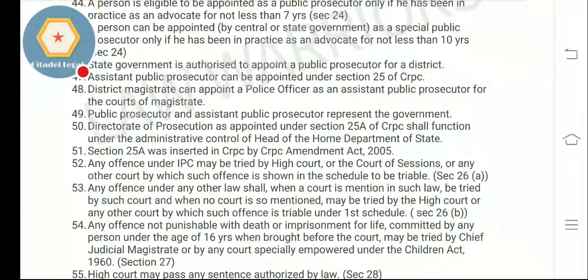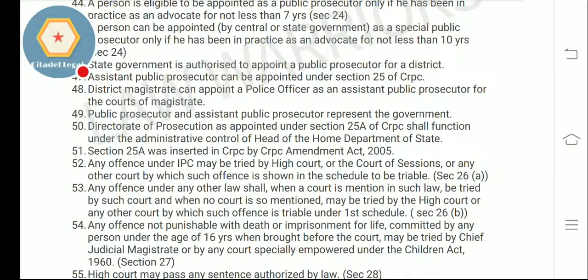Okay. Now, 52, any offence under IPC may be tried by the High Court or the Court of Session or any other court by which such offence is shown in the schedule to be triable. Where has it been said? It has been said under section 26A. So, which court will try the offence is shown in the schedule.